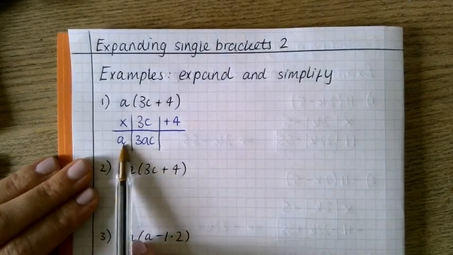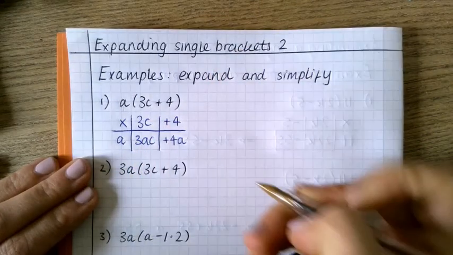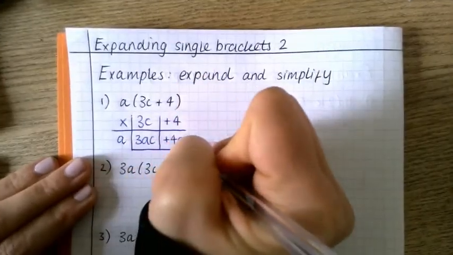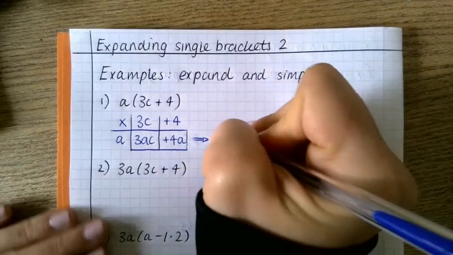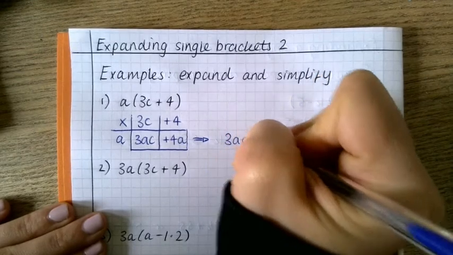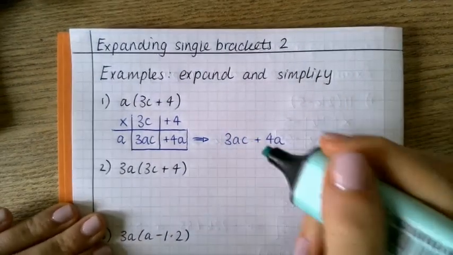Then we need to do a multiplied by plus 4, which is plus 4a. And we're going to do exactly the same as before and add up whatever's inside the grid to get the answer 3ac plus 4a. So that is our answer for this question.